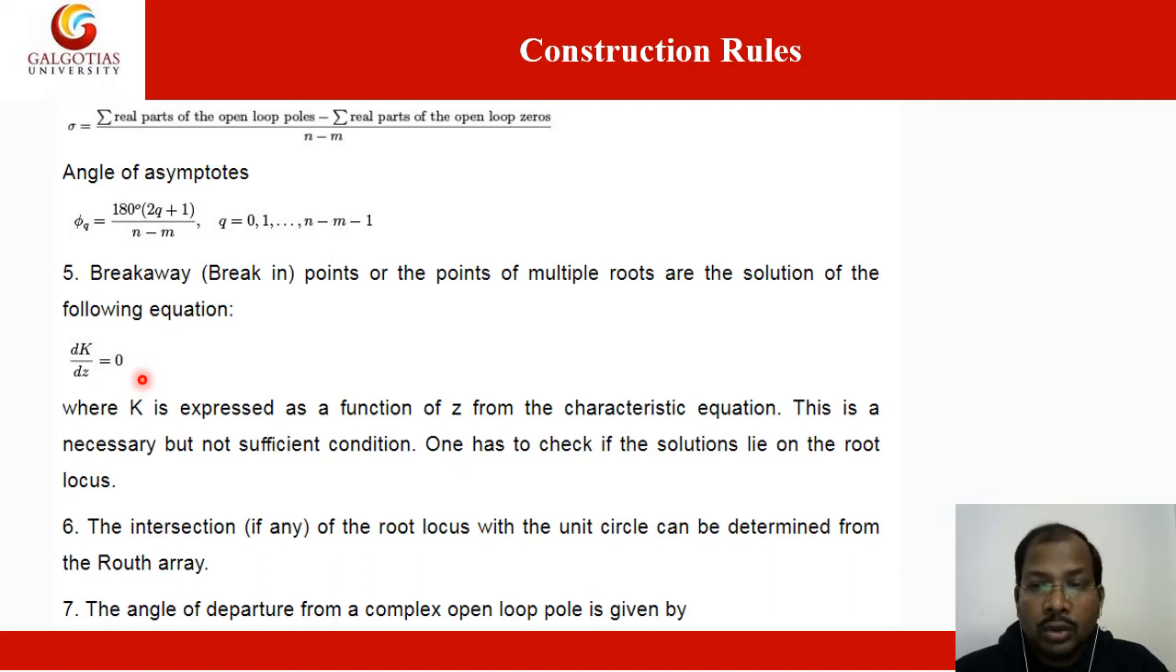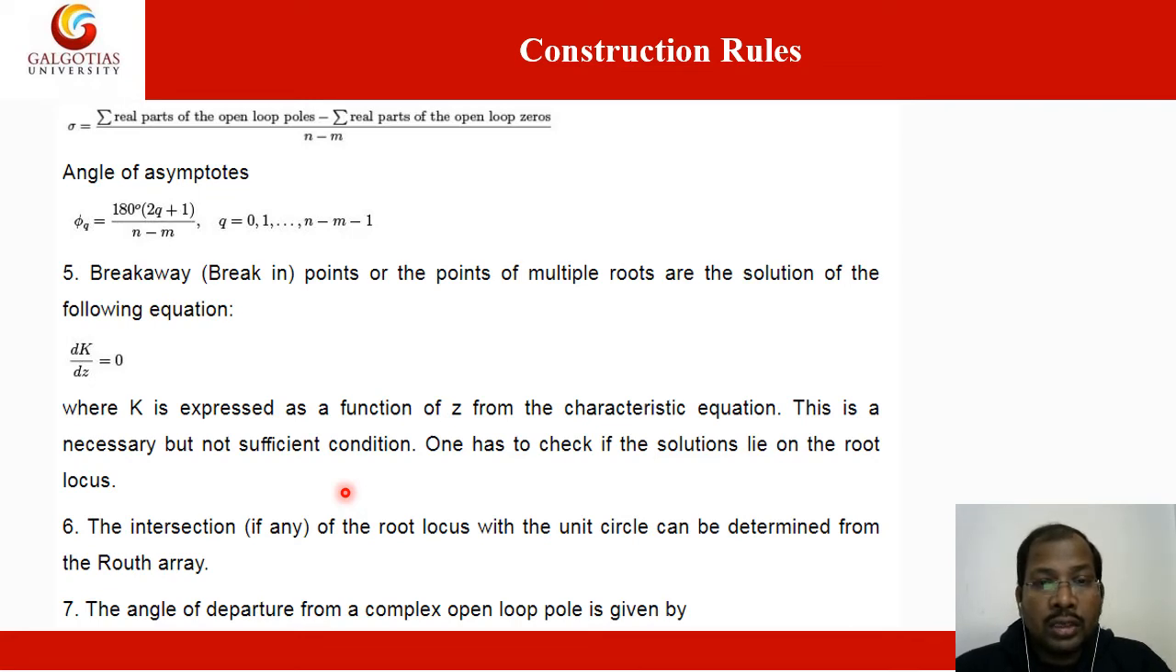Then you can find the roots of this equation. These roots give the information on where the root locus is going to cut the imaginary axis, where k is expressed as a function of z from the characteristic equation. This is a necessary but not sufficient condition. One has to check whether the solution lies on the root locus or not. So you have to check whether these roots, or eigenvalues of this equation, satisfy it or not.